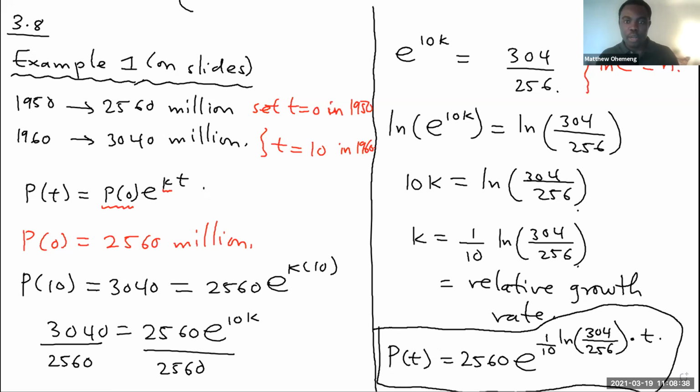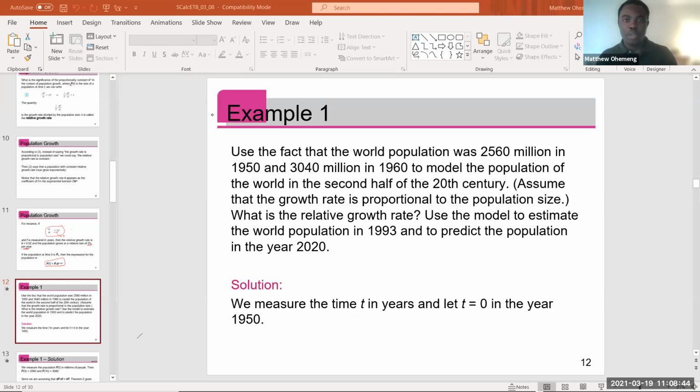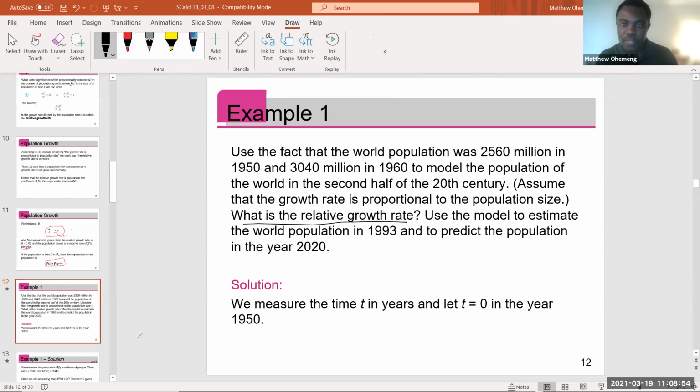Okay, so on the PowerPoint, let me share this. You can see that the question says, what is the relative growth rate? That's the key. We've solved that. It says use the model. You see, now we have the model. Use the model to estimate the world population in 1993 and to predict the population in the year 2020, right? So let's do that. 1993, 2020. So let me go back here.